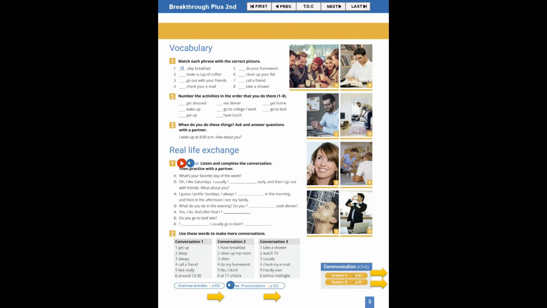If you look on page 5, number 1, vocabulary. There are expressions that we can use to describe our daily lives, things that we do every day. So for example, number 1, I'm going to read it out. Please repeat with me so you can hear the pronunciation of these words. So number 1, skip breakfast.